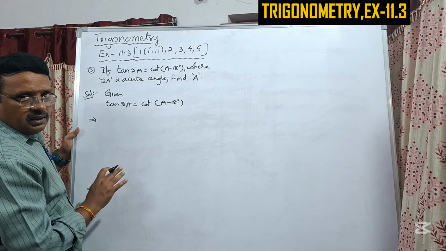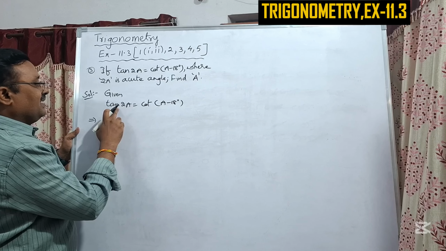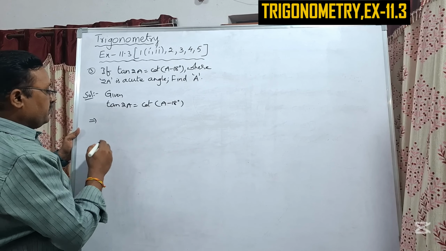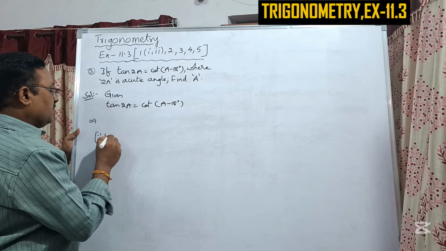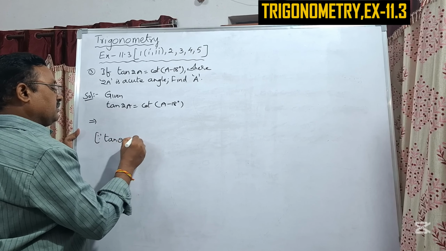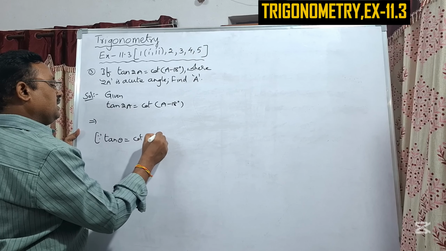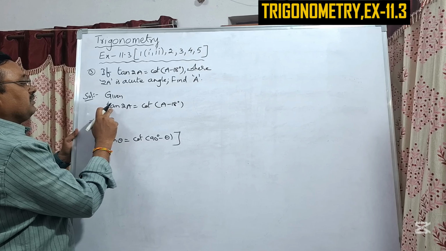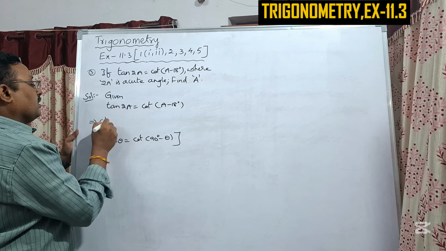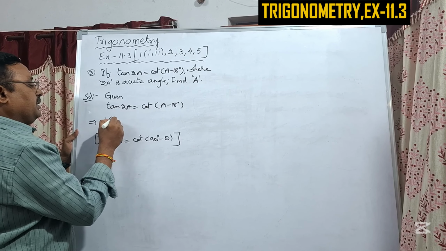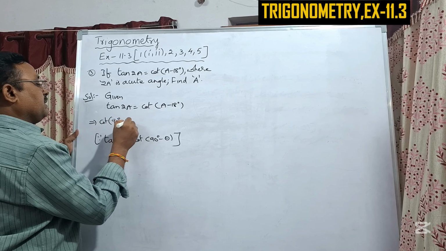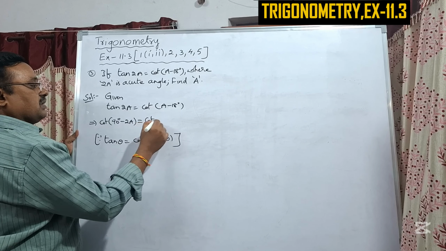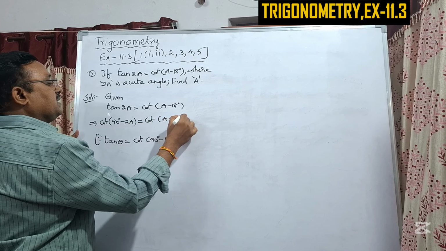Complementary property only. I would like to convert tan in terms of cot, remaining this RHS the same. For that we know that tan theta is equal to cot of (90 degrees minus theta). This one I would like to apply in the LHS. Then it will become the complementary function cot with its complementary angle, cot(90 degrees minus 2A), is equal to the right side as it is, no change, cot(A minus 18 degrees).